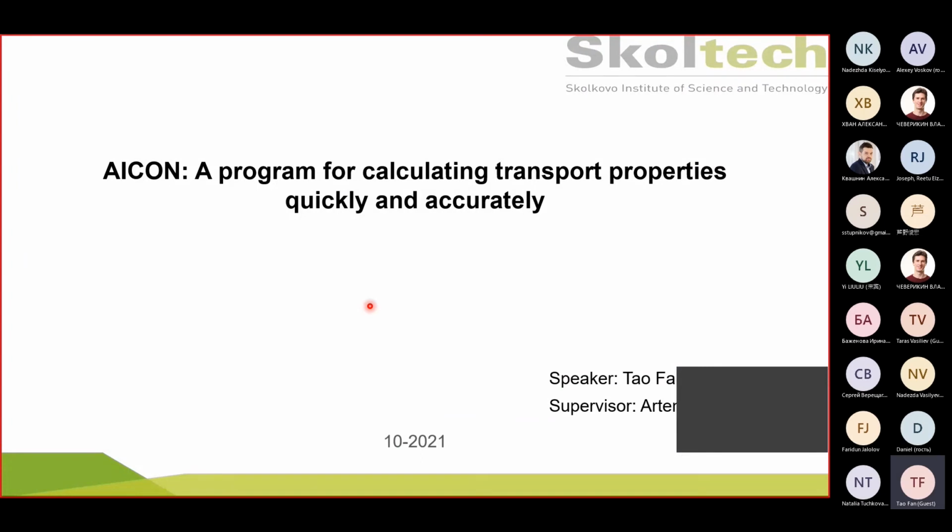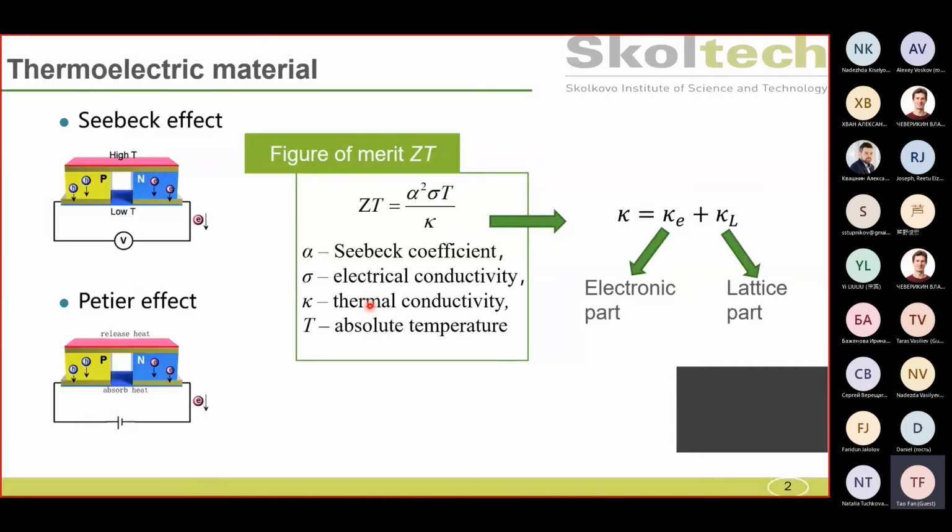Good afternoon, everyone. My name is Tao Fan from Skolkovo Institute of Science and Technology. My talk is ICON, a program for calculating transport properties quickly and accurately. I developed this program for calculating properties of thermoelectric materials. A thermoelectric material is a kind of functional material which can convert heat to electricity or vice versa.